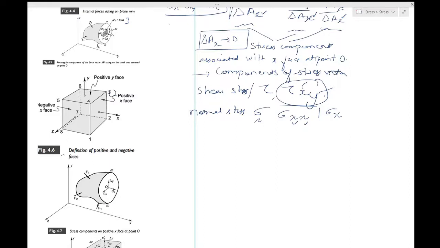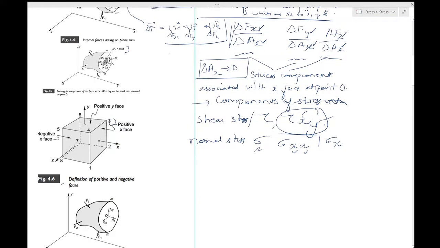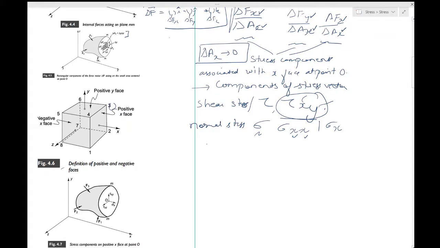Now if we want to define what sigma xx is, you would do that by writing sigma x is equal to delta fx by delta ax, for a limit of delta ax tending to 0. So this is how the normal stress acts. Similarly, you can write it for a shear stress, which is tau xy is equal to limit of delta ax tends to 0, delta fy by delta ax.